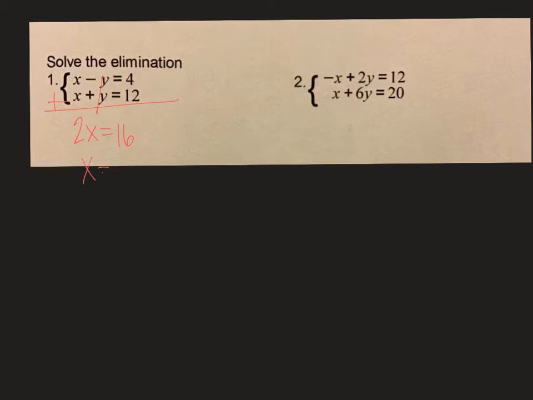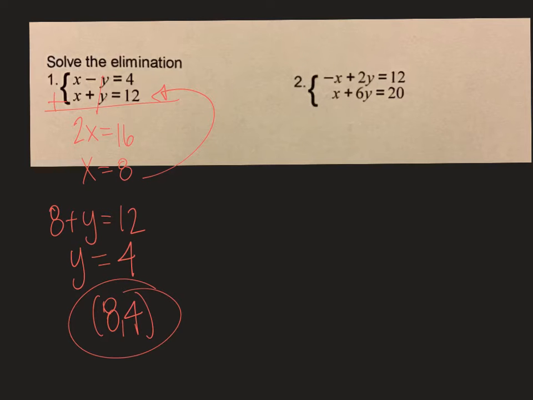I'm going to solve for x by dividing by 2, which gives me 8. Now, it doesn't matter which equation we plug that 8 into. I'm going to plug it into the bottom equation. So 8 plus y equals 12. I'm going to subtract 8 on both sides, which gives me 4 for y. And remember, as always, we write that answer as an ordered pair. I hope that was pretty straightforward for you. I would encourage you to go ahead and try number 2 on your own.